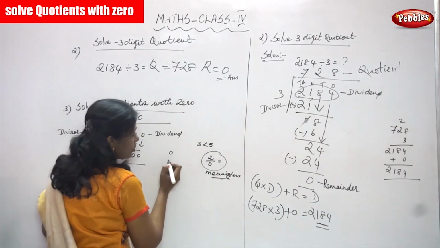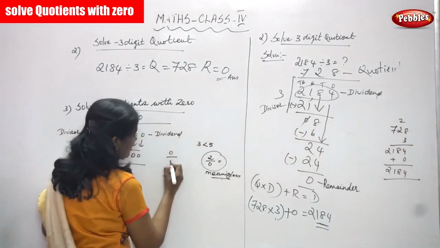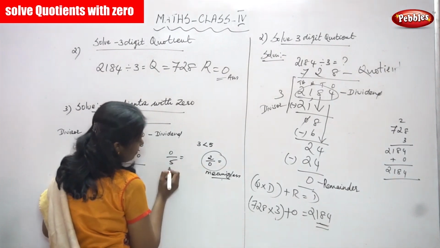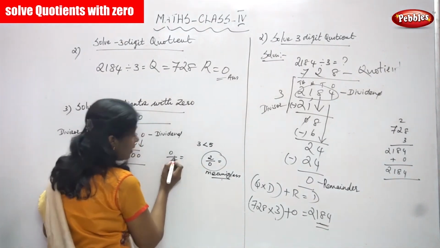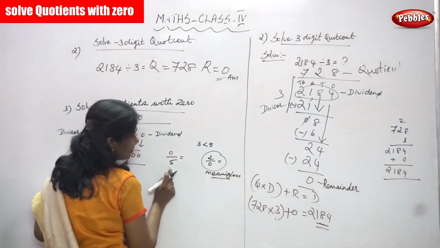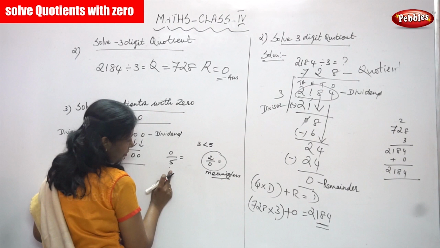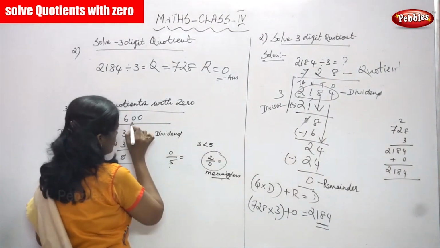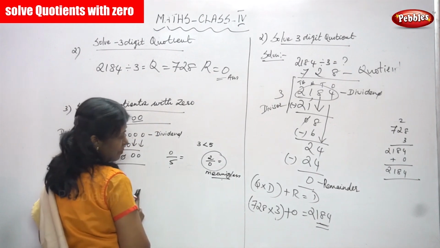But what you're going to do is 0 divided by 5. 0 is the numerator and any number is the denominator. So 0 divided by 5, you can get a quotient of 0. So that is the 0 as a quotient in that particular place.